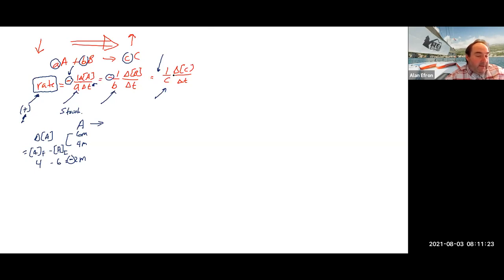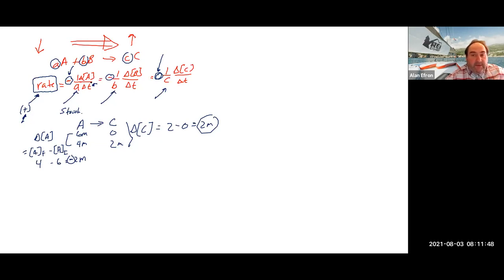That's not needed on the product side, because if we think about the products, usually it starts at 0 and ends somewhere, say 2 molar, for example. So when we do the change in the concentration of C, it goes from final, which is 2, minus 0, which is initial, gives us a positive 2 molar change. And with nothing there, that keeps it a positive overall rate.